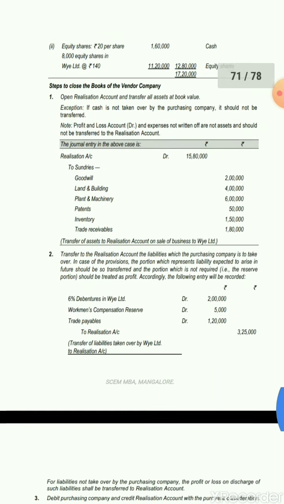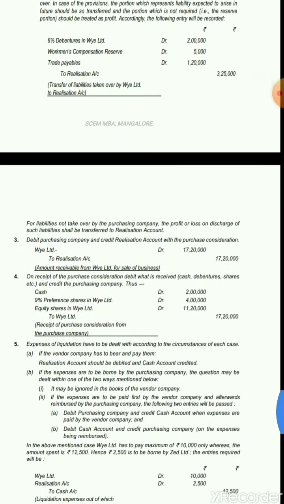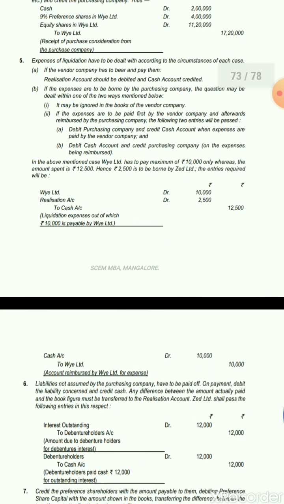So how do we account it in the journal entry? See, purchasing company account, debit. So purchasing company, that is Y Limited, because it has paid 10,000. Then realization account, debit. Here the amount of liquidation expenses which is met by the selling company, which is only 2,500, only 2,500.